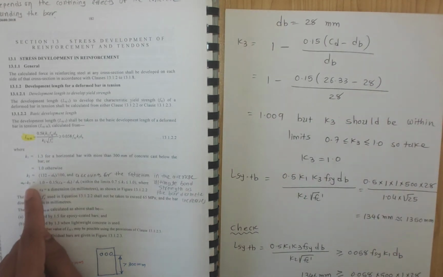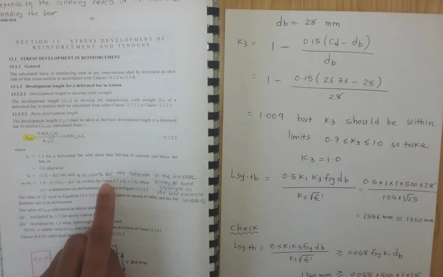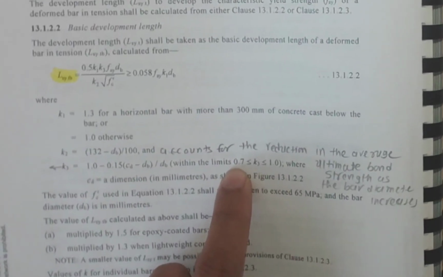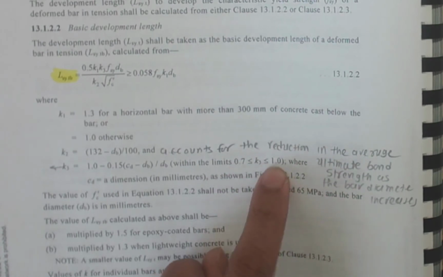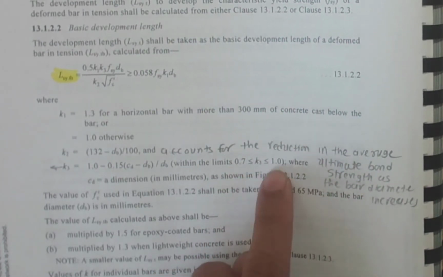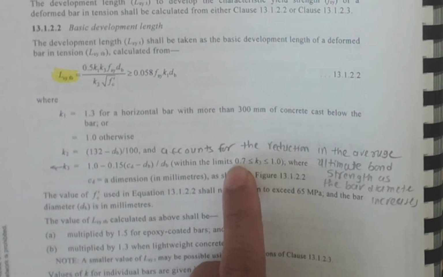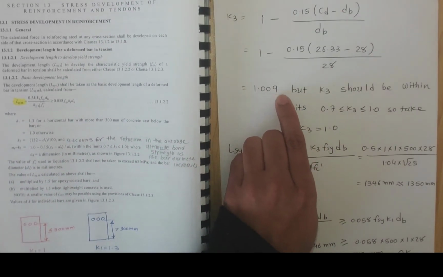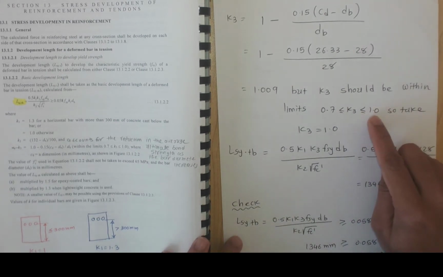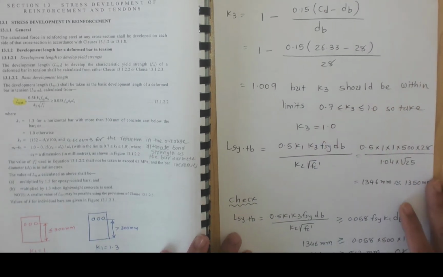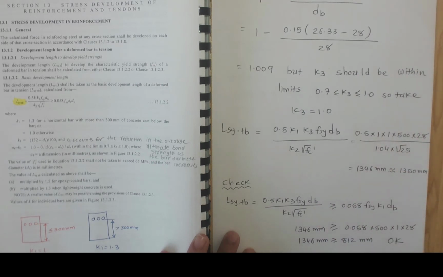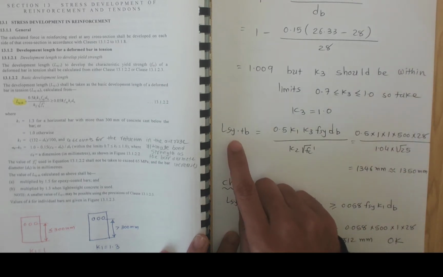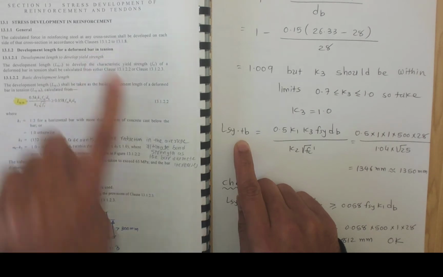But the Australian standard has given a note here where K3 should not be less than 0.7 and should not be greater than 1. If it is greater than 1, you should take it as 1. If the calculation gives you K3 less than 0.7, you should take it as 0.7. And if K3 is between these two values, you should take K3 as it is. But here the calculation gives me 1.009, which falls outside of this range. So I take K3 equal to 1. Now I have all the parameters to calculate the basic development length for a deformed bar in tension.